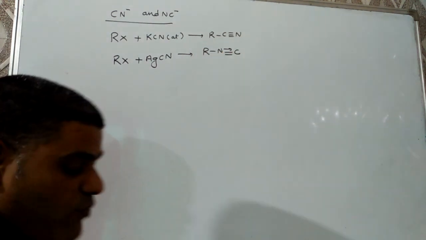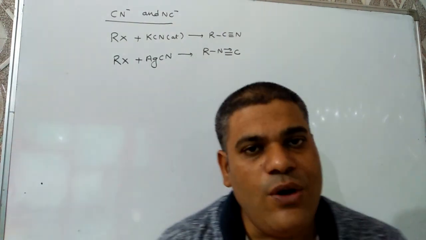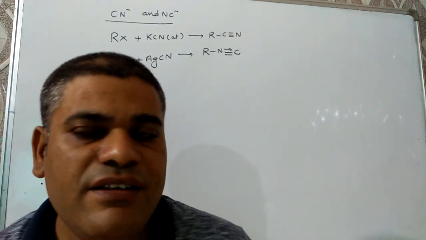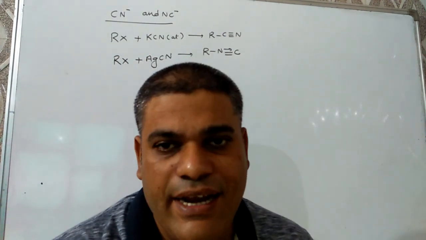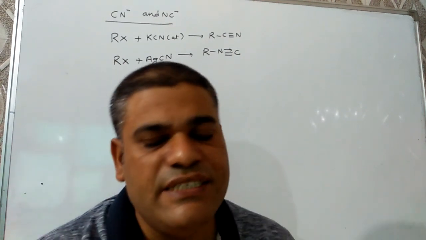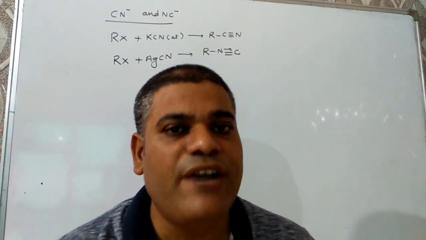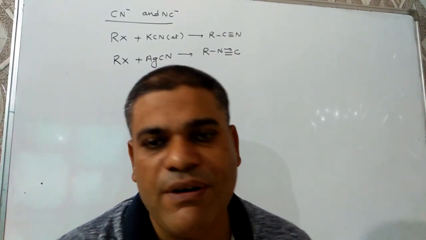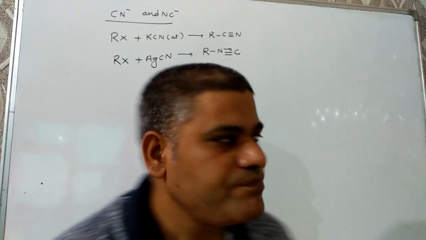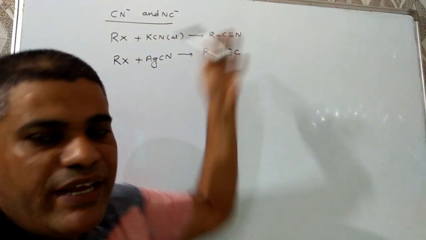Now the question may be, why? When a haloalkane reacts with KCN, the product formed will be alkane nitrile, but when it reacts with AgCN, the product formed will be isocyanide. Why? The reason is simple, because KCN is ionic.